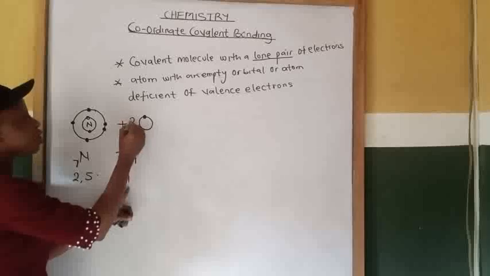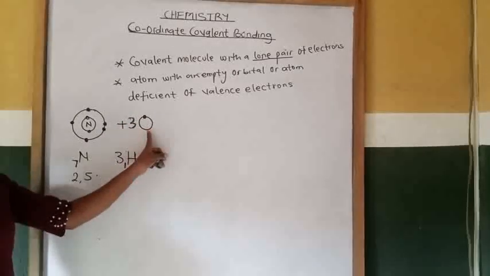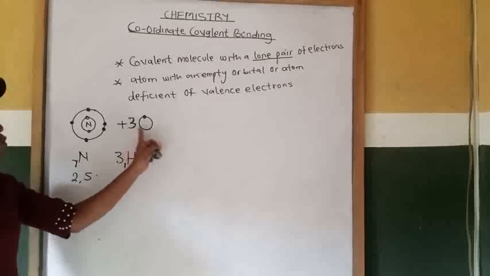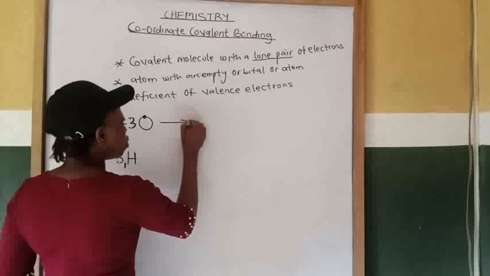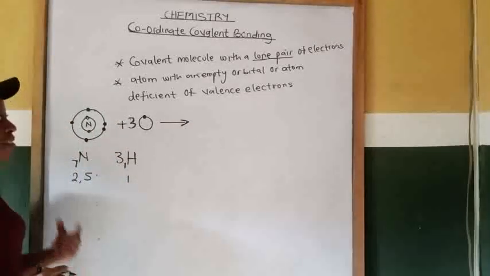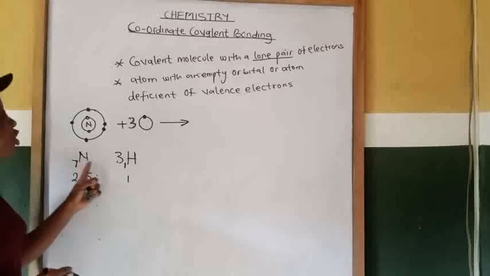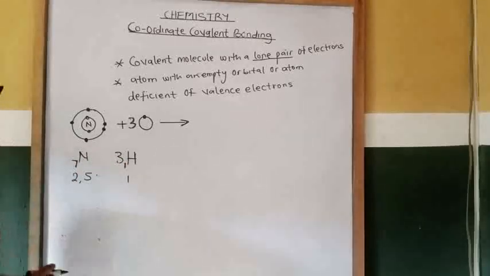Then we have 3 atoms of hydrogen. So this is the structure of hydrogen with only 1 electron. Then we have 3 atoms of hydrogen. Then they want to come together to form a covalent molecule. Don't forget that nitrogen and hydrogen form a covalent molecule. Non-metal.